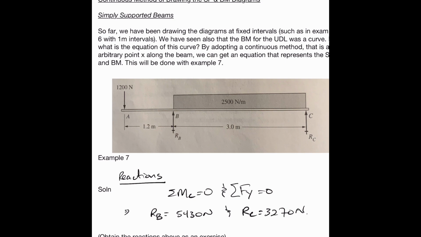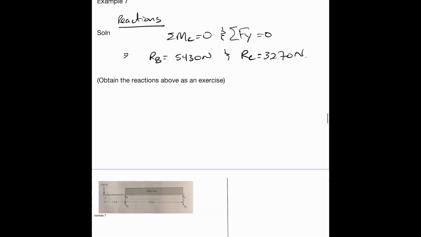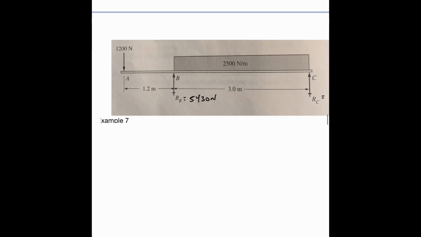You take moments about C, for example, solve for RB, and then you sum the forces in the vertical direction. Right, so let's just say we have RB, solve for RC, which is 3270. Right, so we want to determine the shear force and bending moment diagram for this.